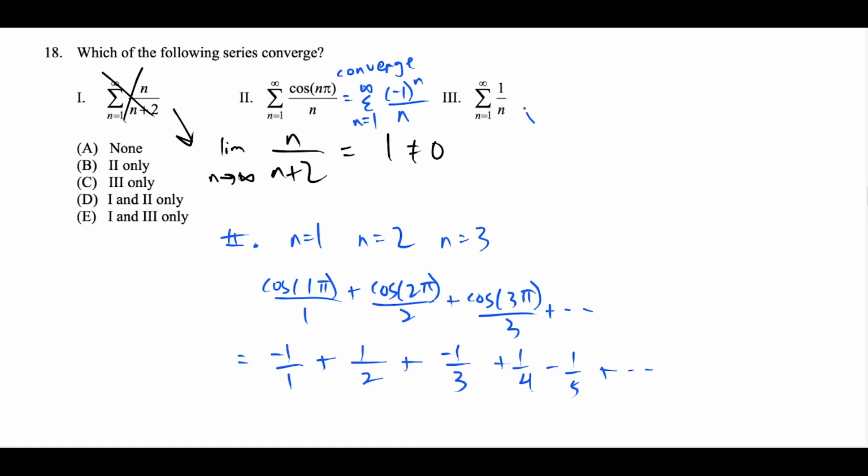And now the third one here, this is the harmonic series, and the harmonic series diverges. Okay, you could also say p series here, and that the p term has to be greater than 1. So since p equals 1, p is not greater than 1, p is less than or equal to 1, so this diverges. So the only one that converges is Roman numeral 2, so we're going with choice B.